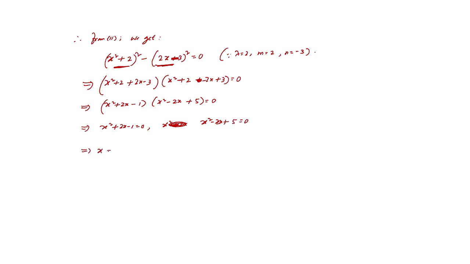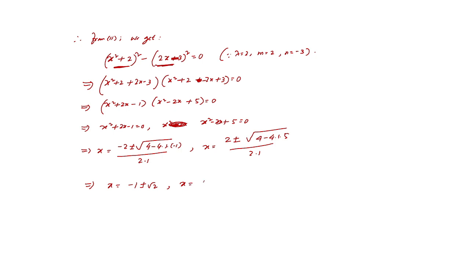And from that you will solve x equals to minus b plus minus root of b square minus 4ac by 2a. And from that x equals to minus b, that means plus 2, plus minus root of b square minus 4ac by 2a. So what will be the value here? The value will be x equals to minus 1 plus minus root 2, comma, x equals to 1 plus minus 2i.